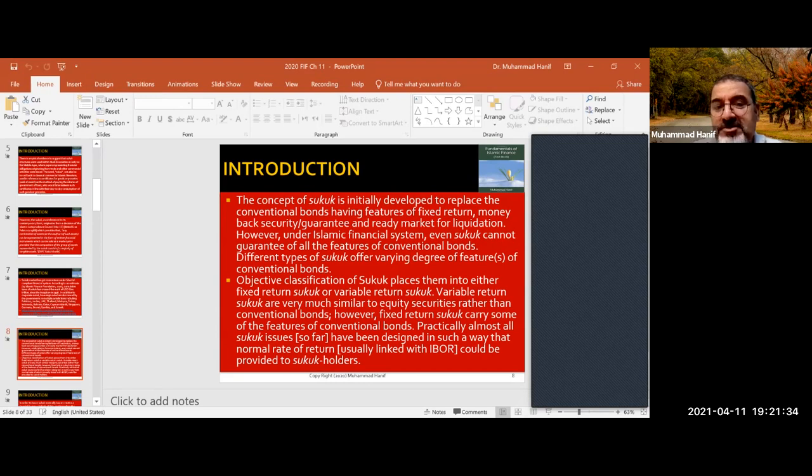Practically, almost all Sukuk issues so far have been designed in such a way that a normal rate of return, usually linked with the interbank offered rate, could be provided to Sukuk holders. So in practice, we fix the rent. For example, if it is Sukuk al Ijarah, we fix the rent taking into account the interbank interest rate. We take that into account in order to make our instrument comparable with conventional bonds. Because in the Islamic financial system, people always keep in mind that we should not charge more or less from the customers as far as pricing is concerned.